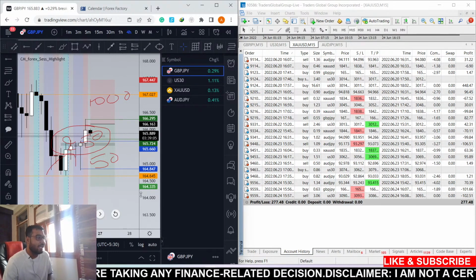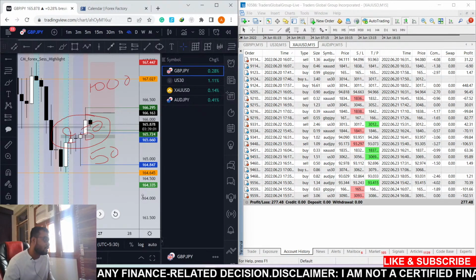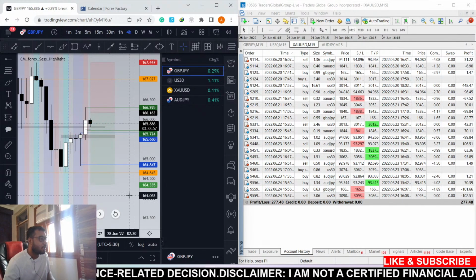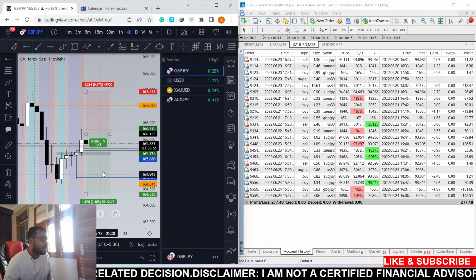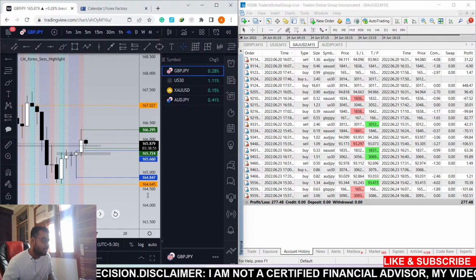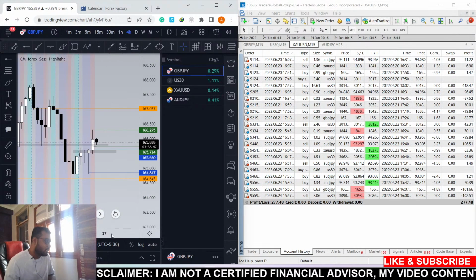So just by saying pips, you cannot assume how good the strategy is or how good the trader is. You have to know the risk reward, how much percentage he has made on his account, or how much risk he is taking on his account. So that is the important thing.